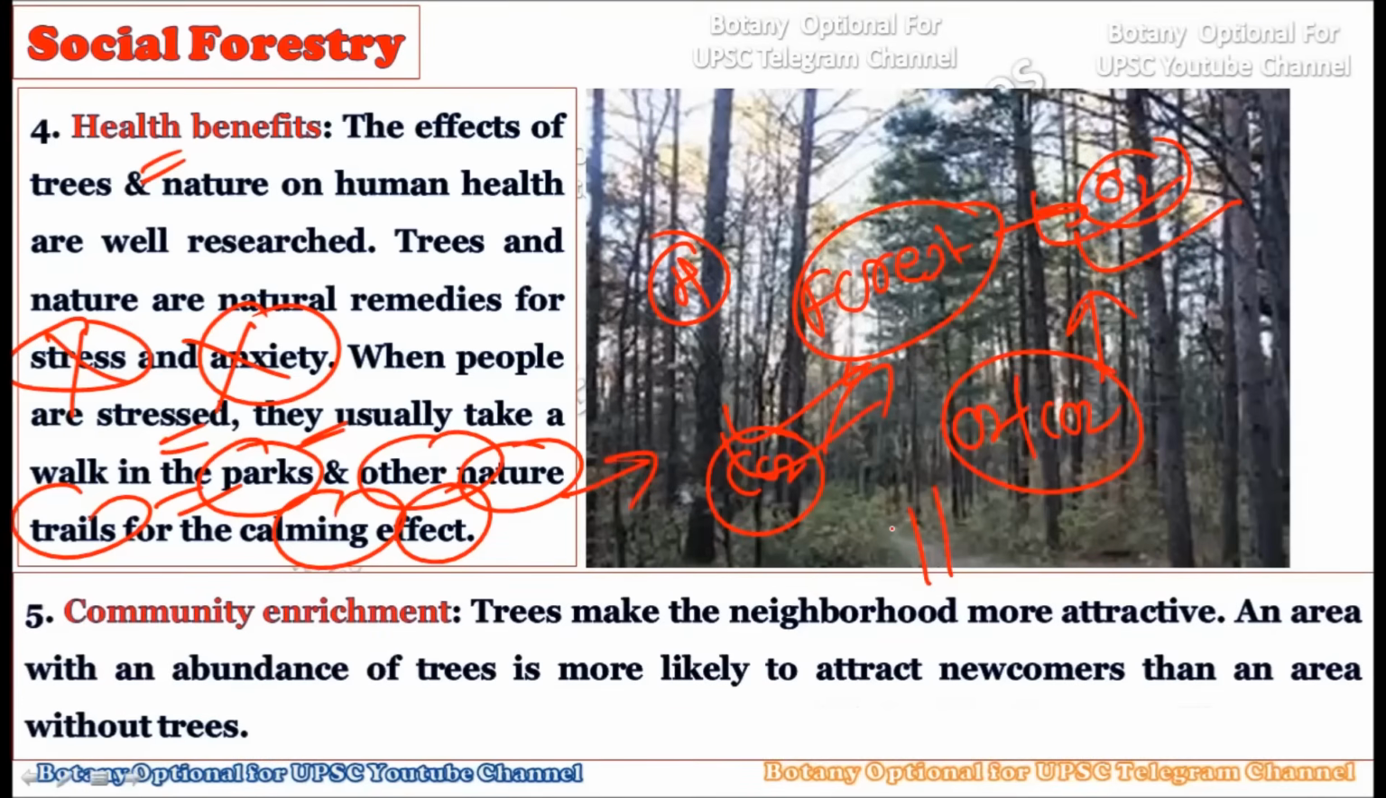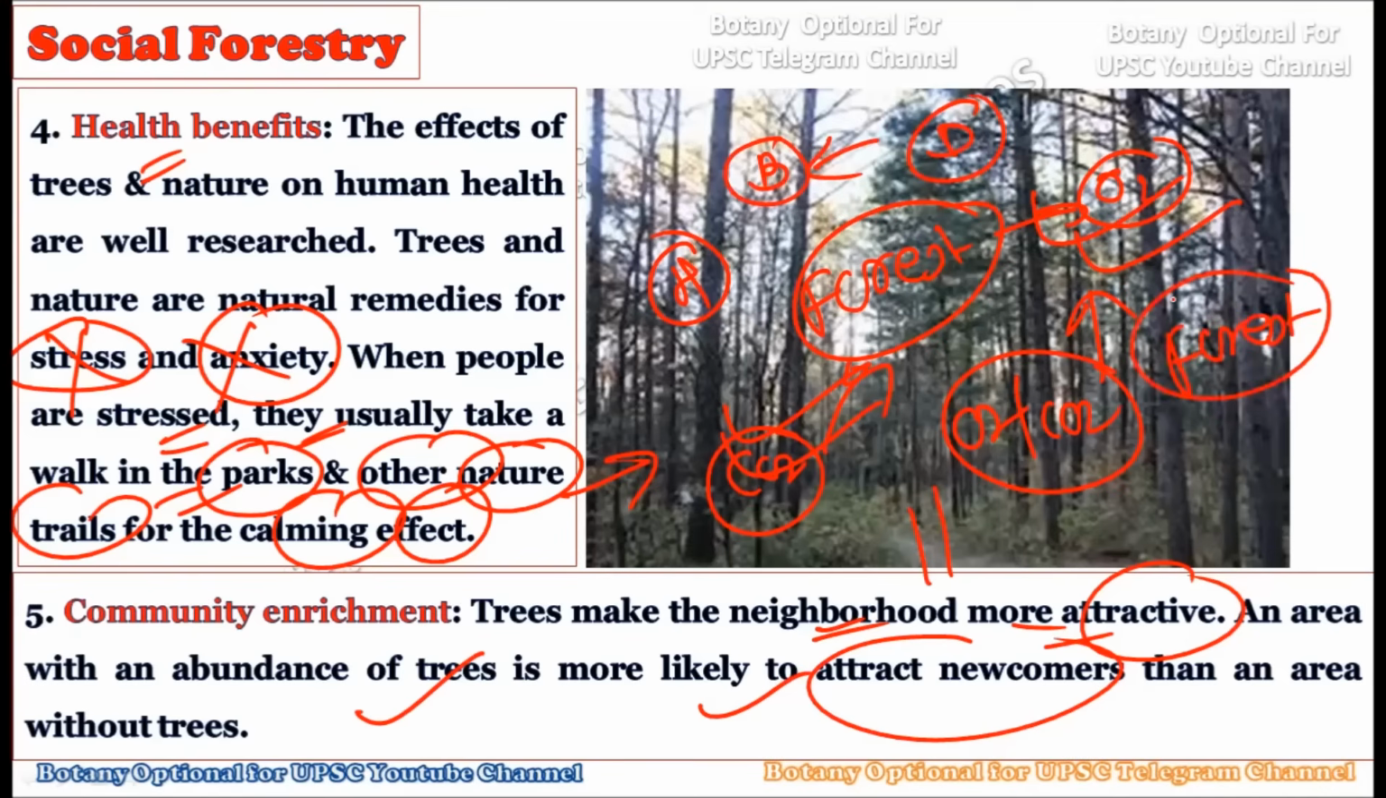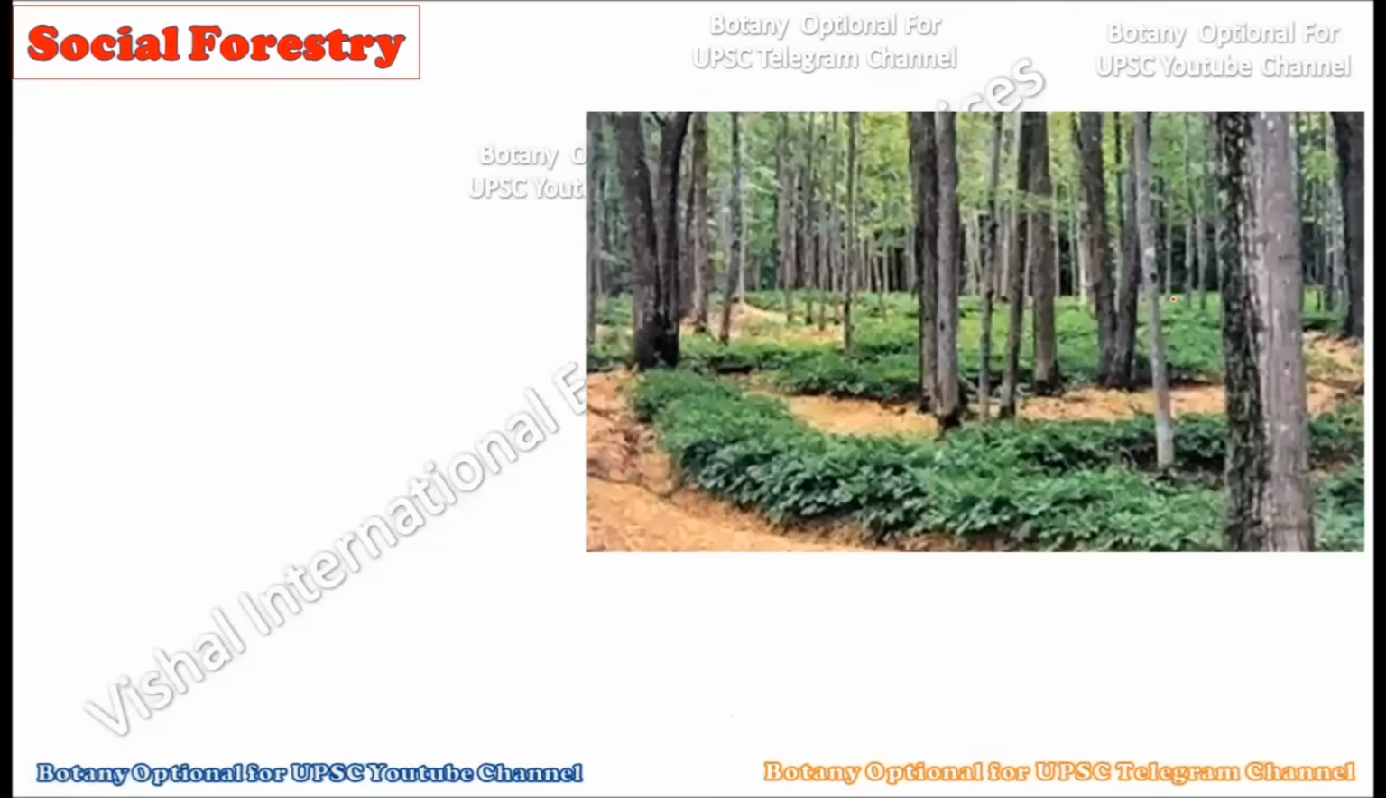Now consider the fifth one, which is community enrichment. Trees make the neighborhood very attractive. Wherever you find a large number of trees, this area will be really attractive for human beings. An area with an abundance of trees is more likely to attract newcomers than an area without trees. If you want to go to any area, you will not select barren or desert land; you will always select land which has more trees or a forest-like appearance. So community enrichment occurs due to social forestry. This is the fifth benefit of this kind of forestry.